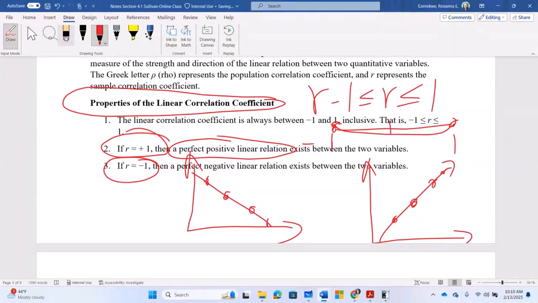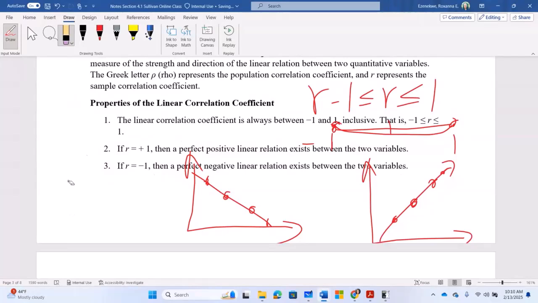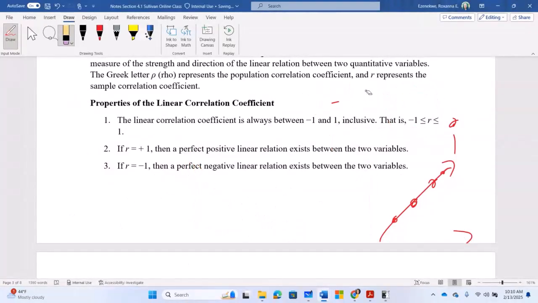Okay, so if we're just coming in, we are discussing the properties of the coefficient of correlation. r is for statistic, rho is for parameter.